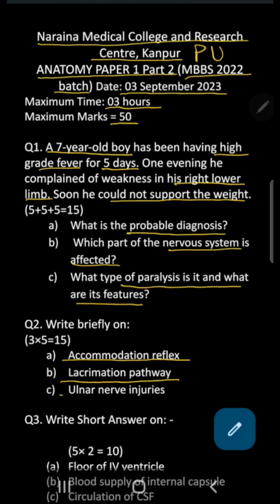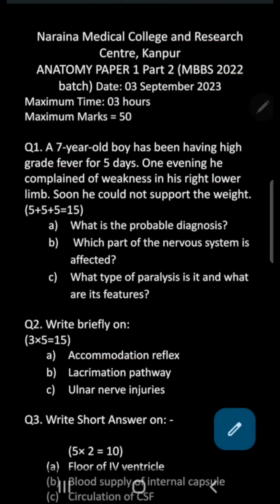Then ulnar nerve injuries. Ulnar nerve injuries are common at two sites where it is prone to entrapment neuropathy. One is in Guyon's canal at the wrist, and one is cubital tunnel syndrome behind the medial epicondyle of the humerus. Both these injuries I have described in detail in a video, and I have attached the link in the description box. You can watch it from there.